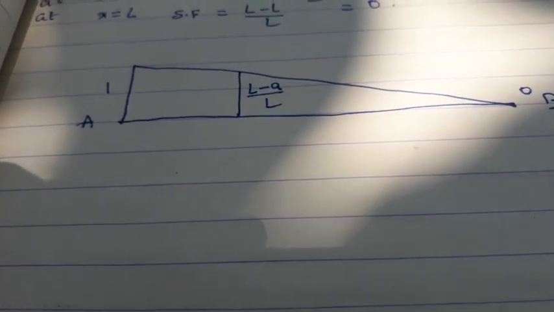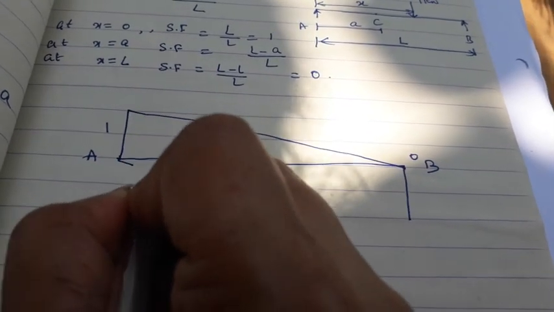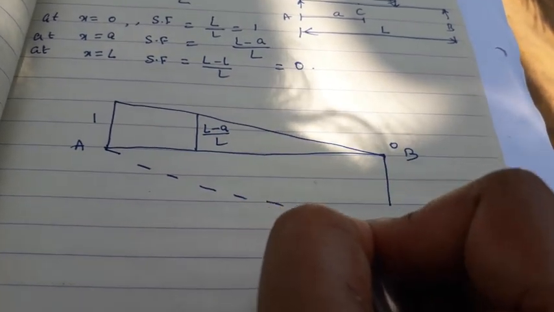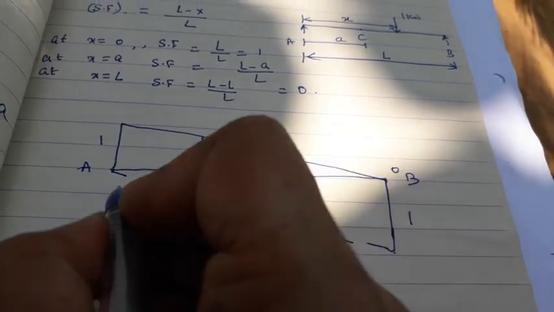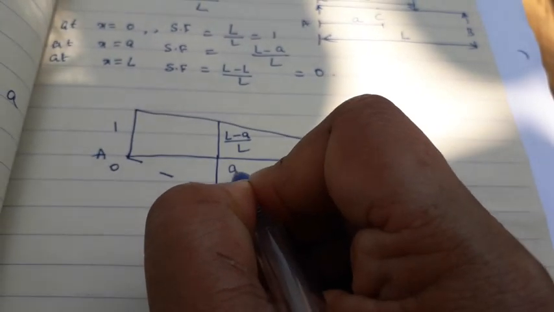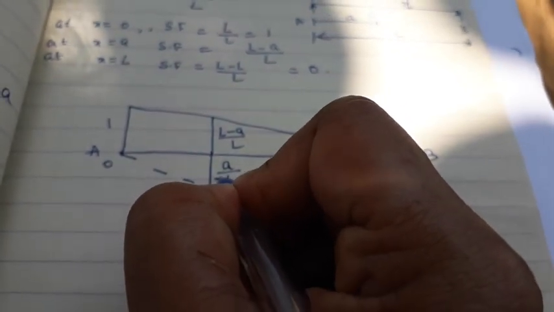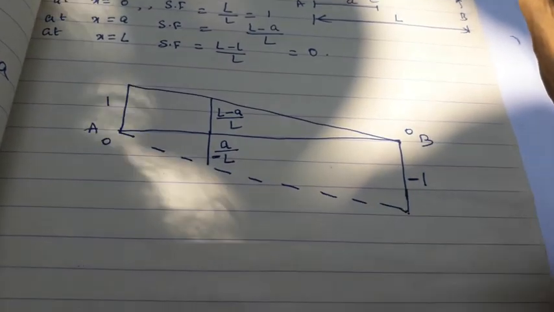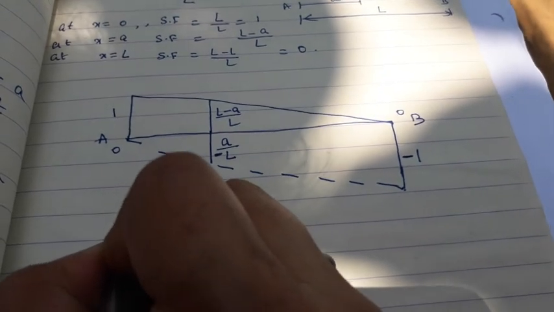And we have negative at x is equal to 0, 0. Here, 1. So let us represent this by a dotted line so that we can differentiate easily. This is 1, this is 0, and here we have a by L, which is negative. So this is the influence line diagram for shear force.